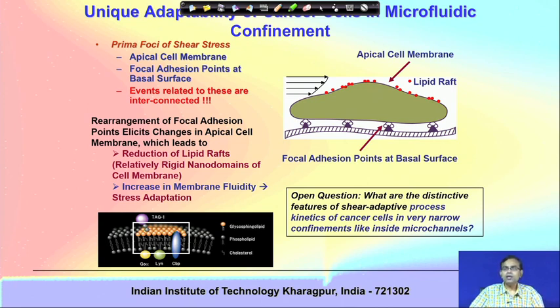Where is the microfluidic confinement in the human body? In the hierarchy of blood vessels, you start with large arteries, large veins, small arteries, small veins, arterioles, venules, and then microcapillaries. These microcapillaries are like microchannels. Perhaps these microchannels are very uniquely made by nature.